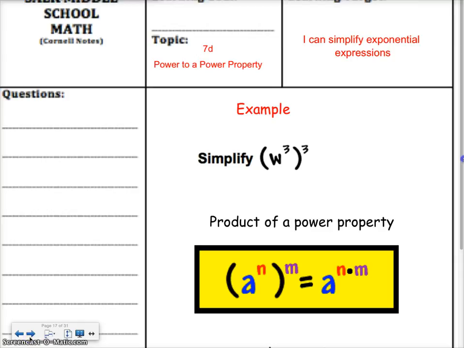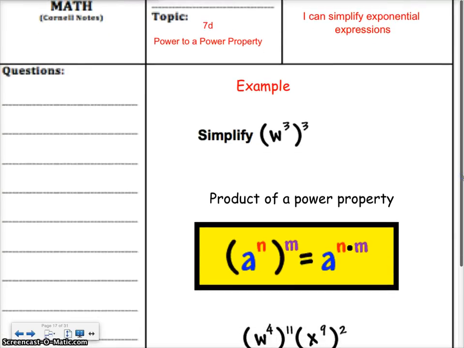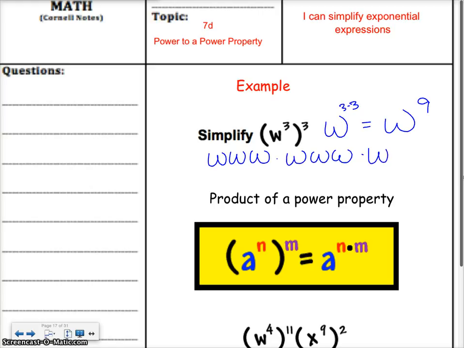Okay. So let's simplify w cubed, the whole thing cubed. Well, according to the power to a power property, it's really w to the 3 times 3, which is w to the 9th. But oh my gosh, what if you forget that all of a sudden? Well, you can expand it out. w cubed 3 times is 3 w's times 3 more w's times 3 more w's, which is w to the how many? 9. 3, 6, 9.